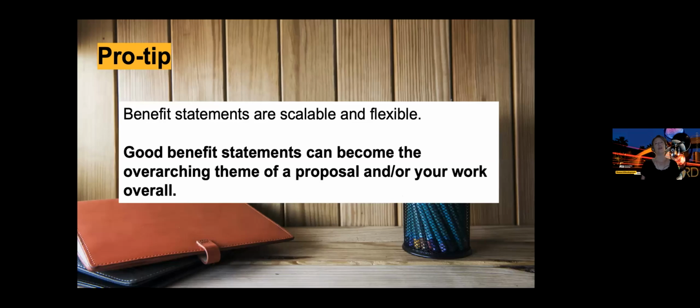Benefit statements are scalable and flexible. Good benefit statements can become the overarching theme of a proposal and or your work overall. They exist everywhere, and I am a huge believer in the power of persuasive writing for proposals, and benefit statements are one of the ways that you can increase the persuasive nature of your proposal.